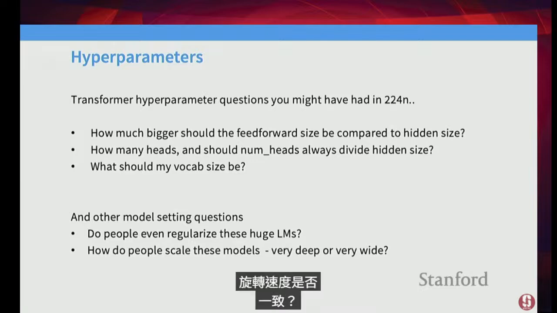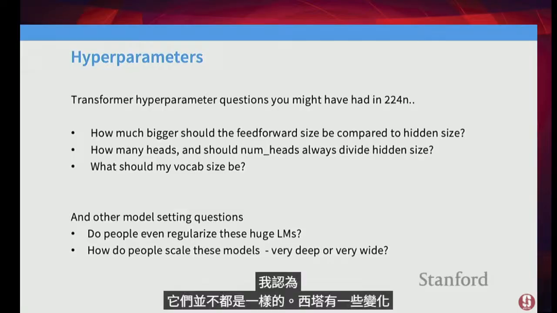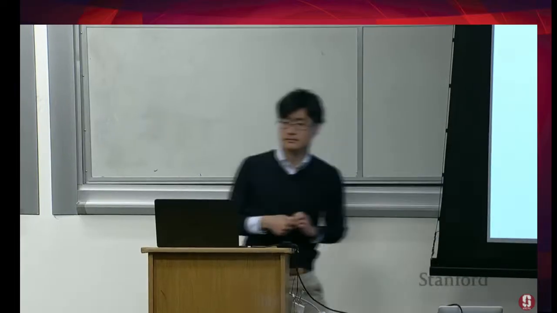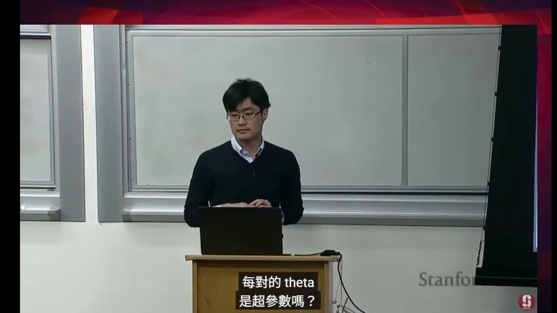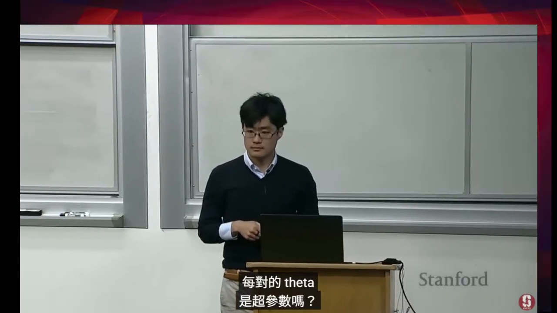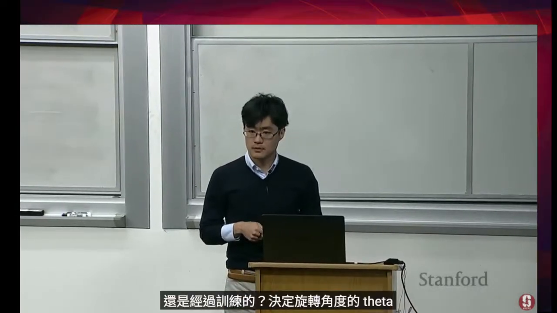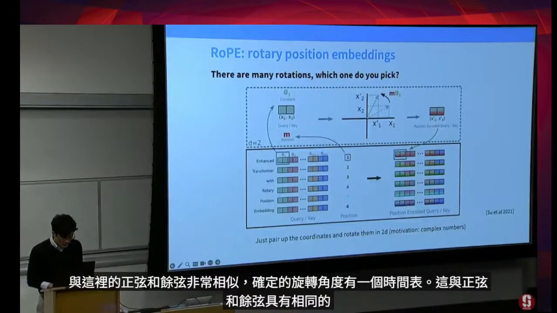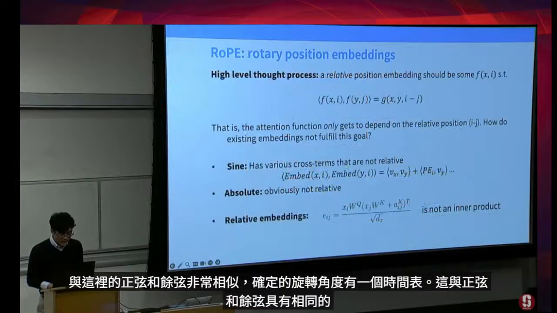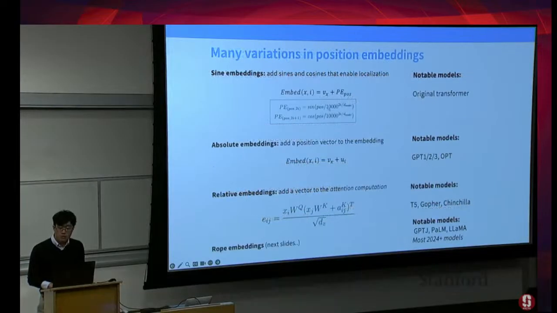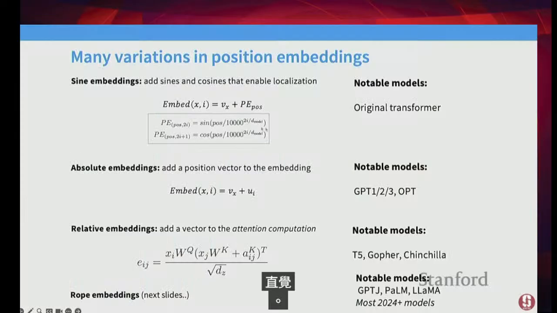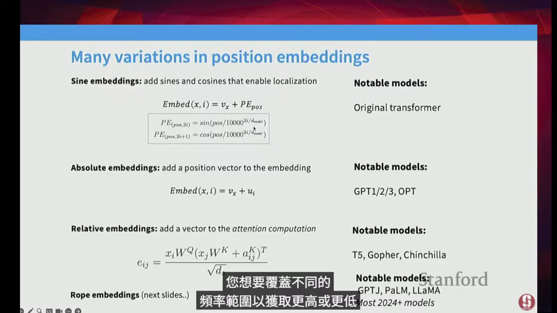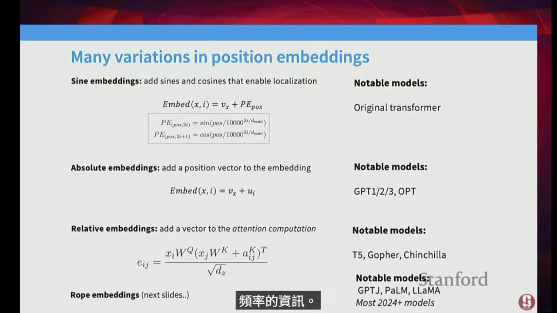Yes? Is the rate of rotation consistent across all of these models? I don't think they're all the same. There's some variation in the thetas. Oh, yes? Are the thetas, for each pair, hyperparameters or are they trained? They're not. It's the thetas that determine the rotation angles. They're not hyperparameters. Much like in the sines and cosines here, there's a schedule to the rotation angles that are determined, and it's the same intuition as the sines and cosines. You want to cover different frequency ranges in order to get higher or lower frequency information.